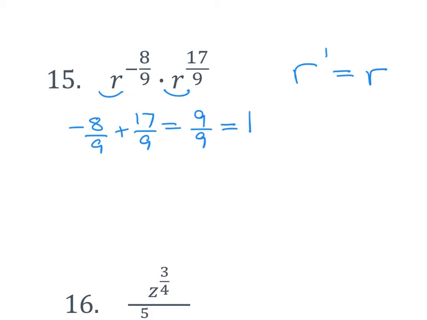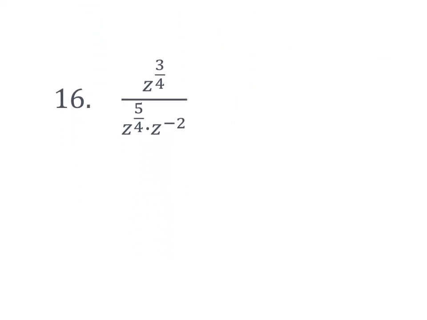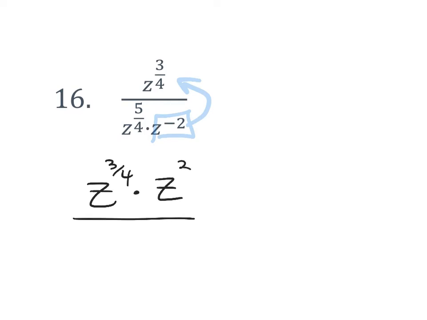All right, next one, we have some options here. You could either add the denominator's exponents, but so I'm not dealing with a negative number on the bottom, I'm going to move the z to the -2 power. I'm going to move it to the top to make it positive. So I'm going to rewrite this as z to the 3/4 times z squared over z to the 5/4 power.